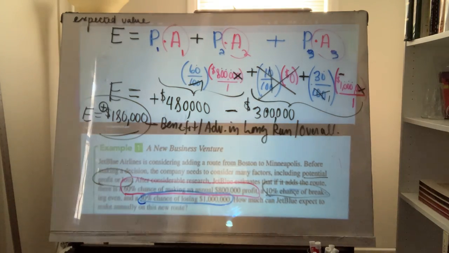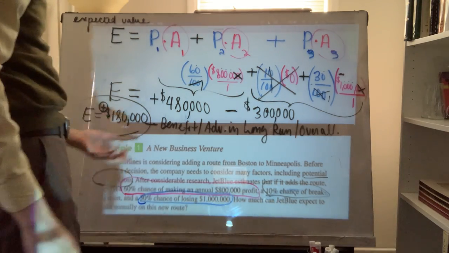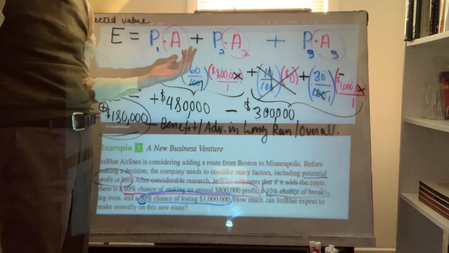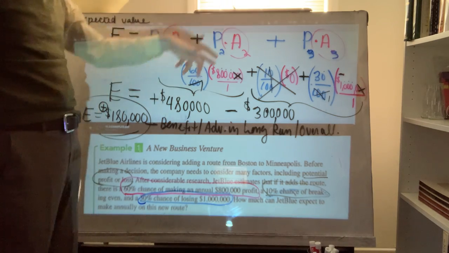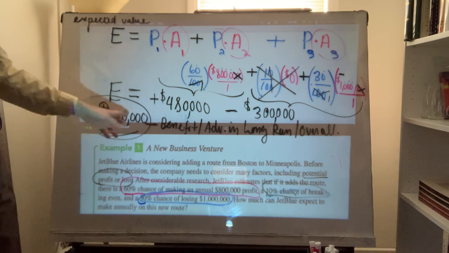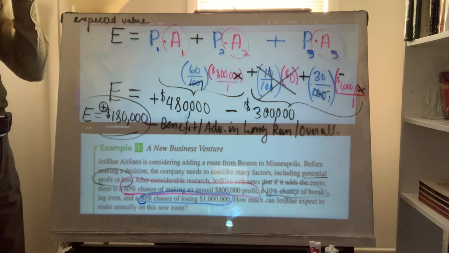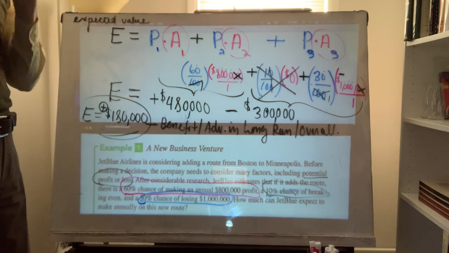Not too complicated, right? It's very interesting how you could tie a probability to an amount and then compare the benefits and losses. Combine them to see if it's a benefit or advantage overall. In this case, it certainly is, because you got a positive.